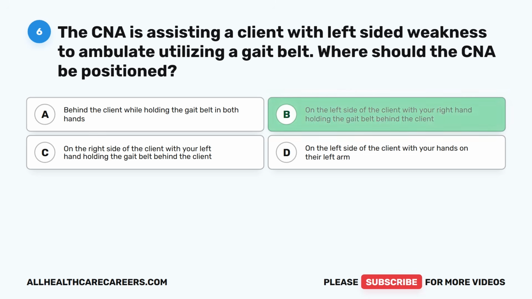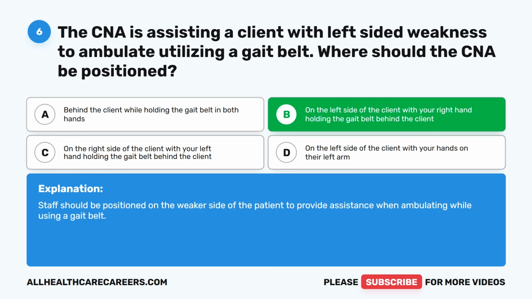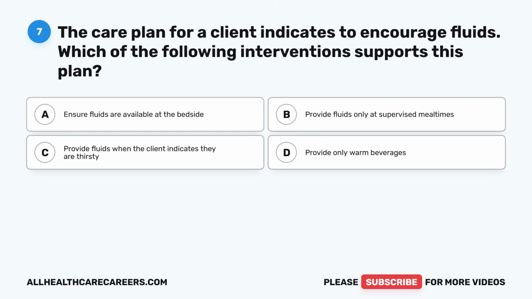The correct answer is B. On the left side of the client with your right hand holding the gait belt behind the client. Staff should be positioned on the weaker side of the patient to provide assistance when ambulating while using a gait belt.